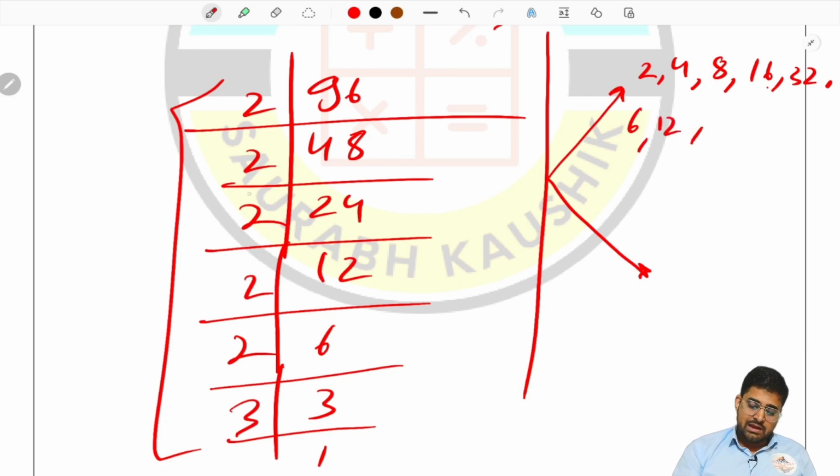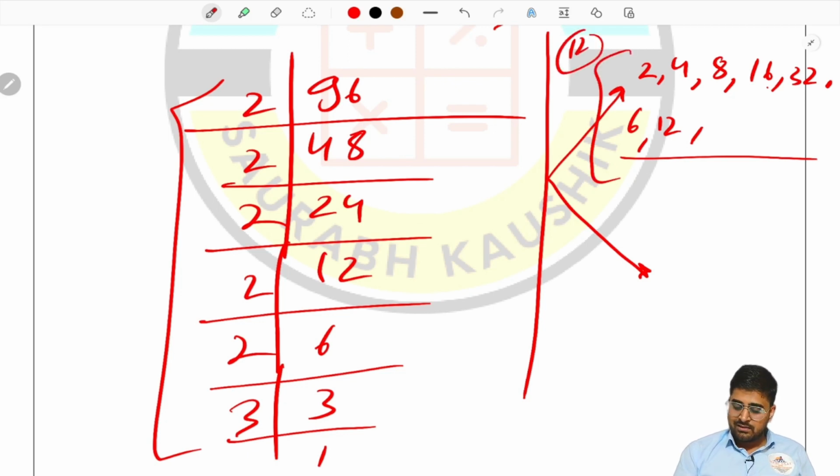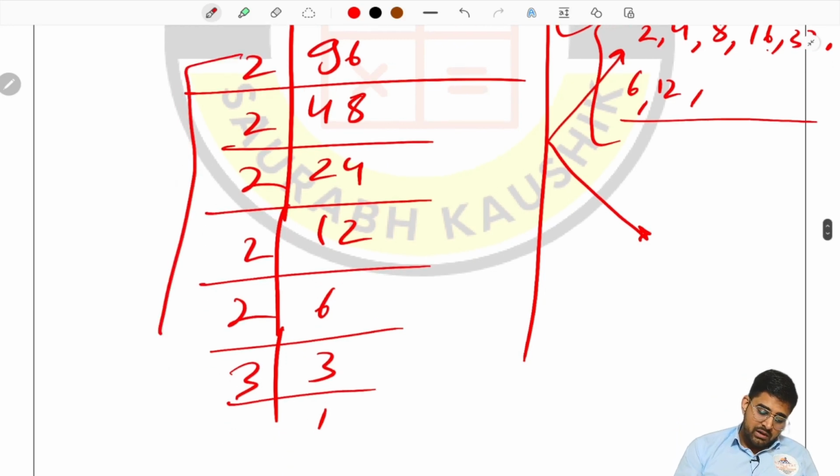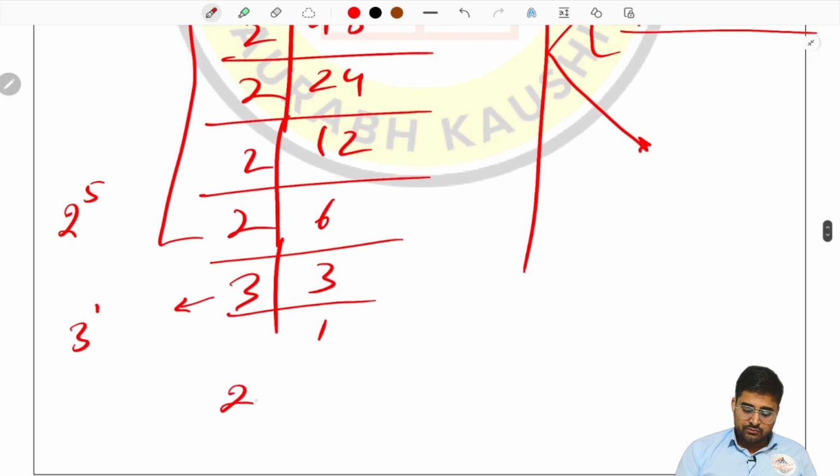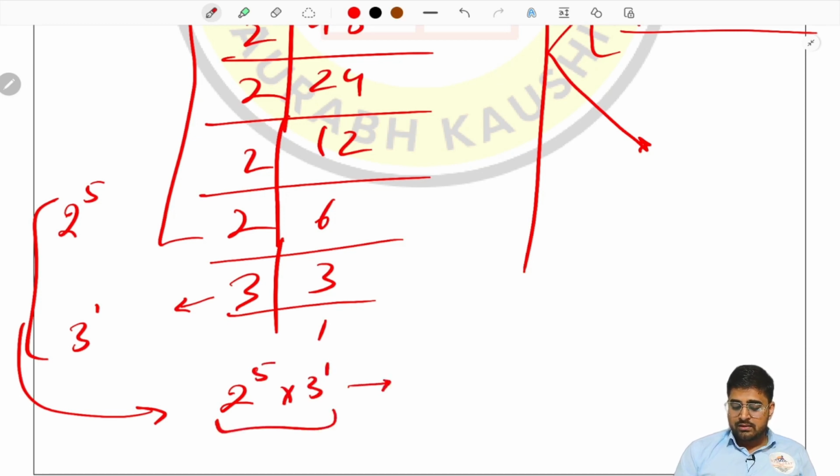Like this only, you keep multiplying and finding the terms, then you will find that there are 12 combinations. And second, if you have a basic knowledge, you have to make them in powers. For example, they are 2 to the power 5, and this 3 is alone, so we will write it as 3 to the power 1. So the situation is 2 to the power 5 multiplied by 3 to the power 1. How many numbers are possible in this scenario?